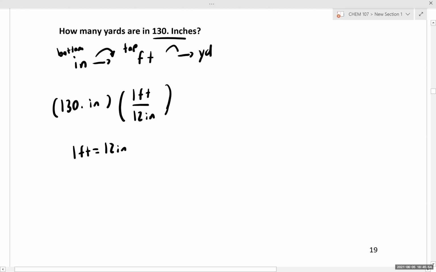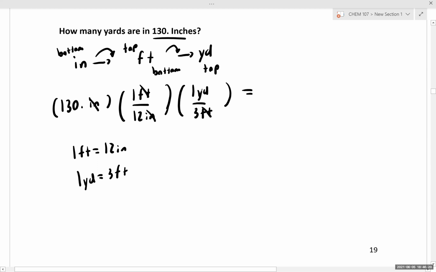For our second conversion, we're trying to convert from feet to yards. Units of yards will be on top, units of feet will be on the bottom. And we know in 1 yard, there are 3 feet. So 1 yard on top, 3 feet on bottom. Units of inches and feet cancel. And we enter 130 divided by 12 divided by 3 into our calculator.